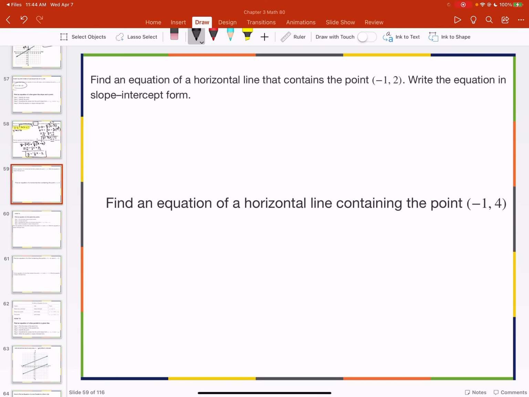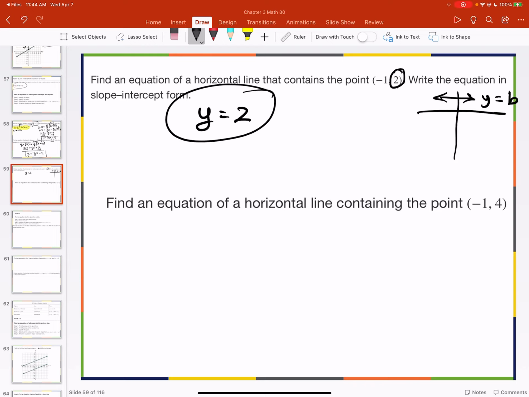What if we want a horizontal line that has this point? Well, remember a horizontal line? It just is y equals a value, right? The horizontal line is y equals whatever the number is where it intersects here. So here, the y value is 2. So the equation of a horizontal line would just be y equals 2. And that's it. All right. That is slope-intercept form because the slope is 0. So if I had to write that in, I would write 0x plus 2 if you want.